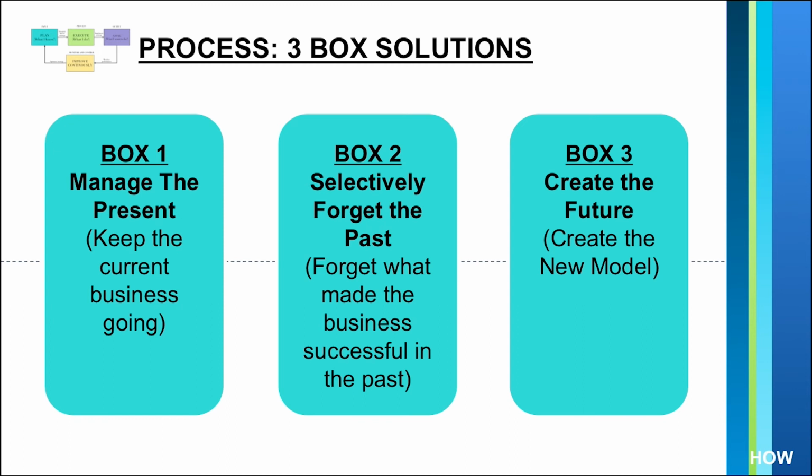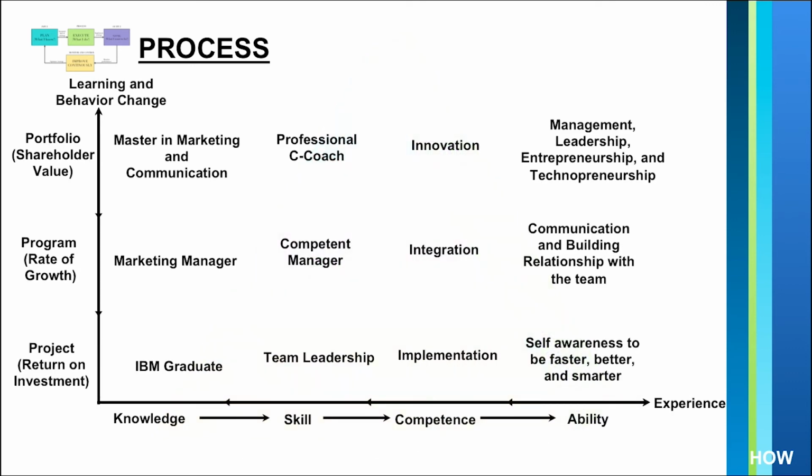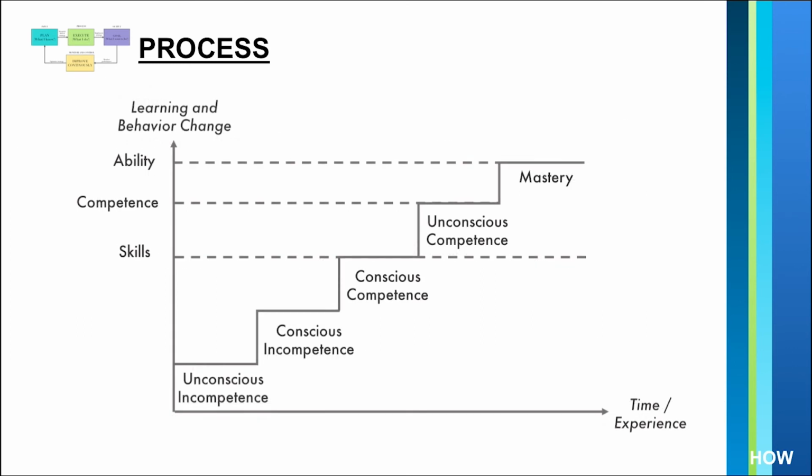Moreover, I will use the building blocks of competence, which will help me to cover the strategic, business, and tactical level. Here is my plan consisting of portfolio, program, and project, which I will do to achieve the relevant knowledge, skills, competence, and ability to achieve my dream. Moreover, it will take me through a step-by-step process starting from unconscious incompetence until I achieve mastery in time.